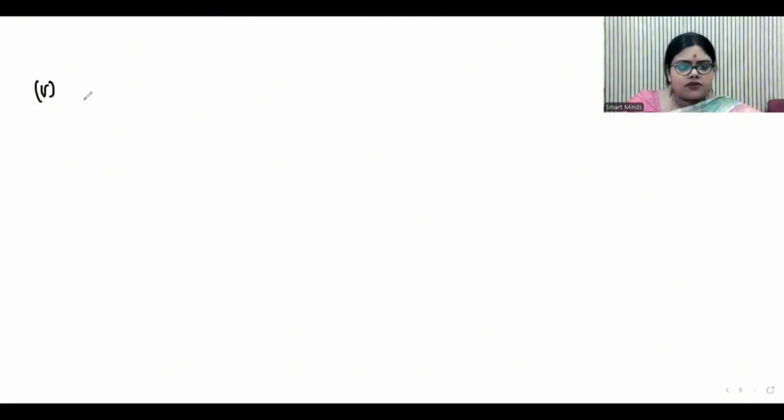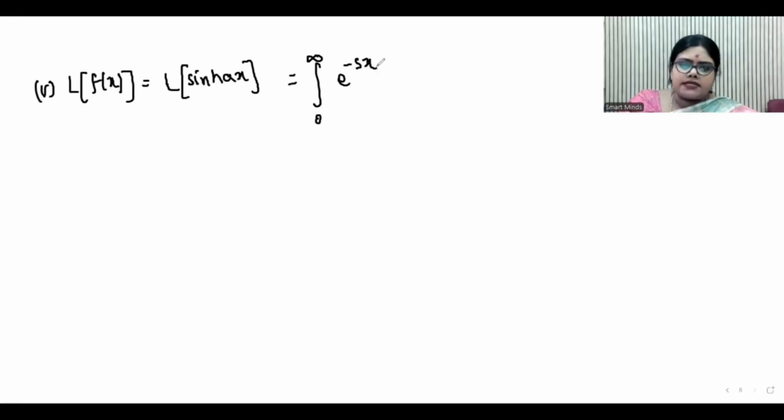Now let us take the last bit, fifth bit. What is fifth bit? f of x is equal to sinh ax. So what is L of f of x? In the place of f of x, we will write sinh ax. That is equal to integral 0 to infinity e power minus sx sinh ax dx.